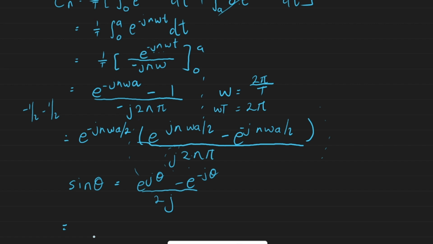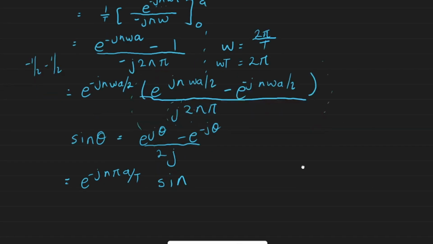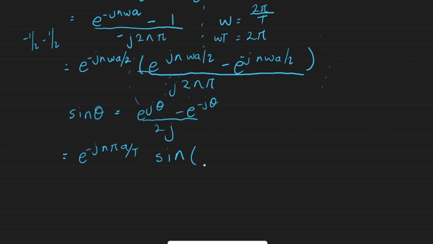If we do that, what we're left with is e to the power minus jn pi a over t. What we've done here is take this omega and replace it in terms of the period, so omega is equal to 2 pi over t. Obviously, 2 times half is going to give us 1, so we just have pi a over t. Then substituting the rest in, we can do the same here. This angle is n omega a over 2. We substitute this omega to be 2 pi over t, and what we're left with is sine of the angle, sine of n pi a over t.